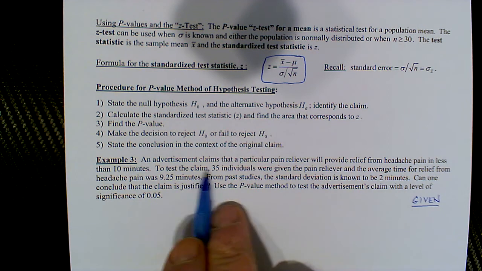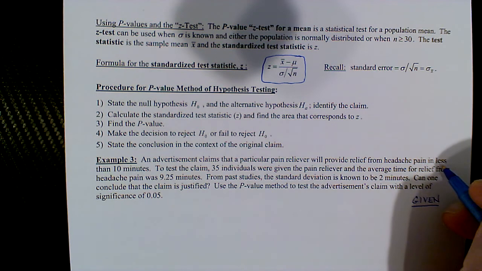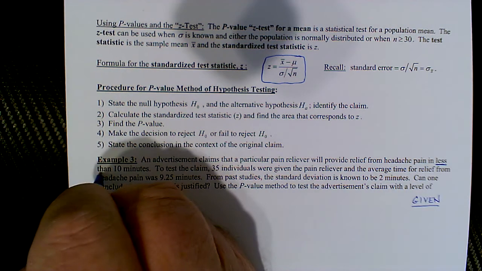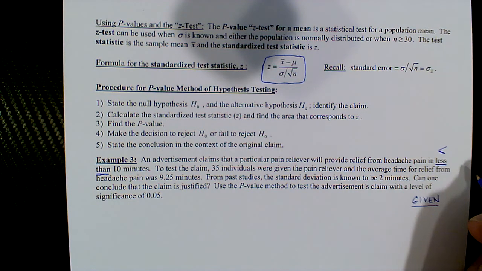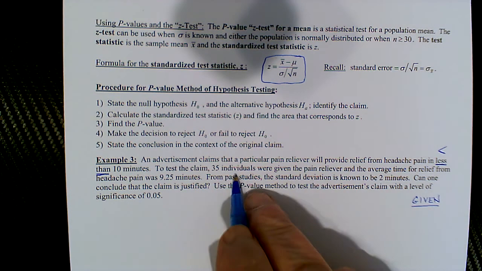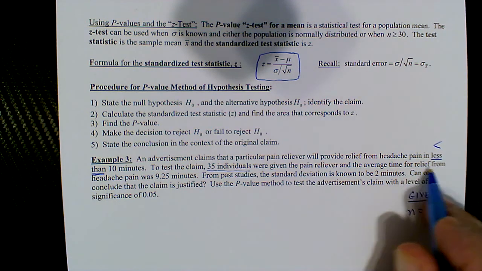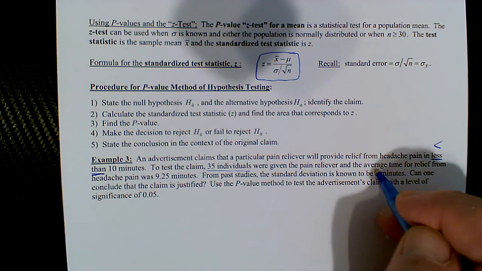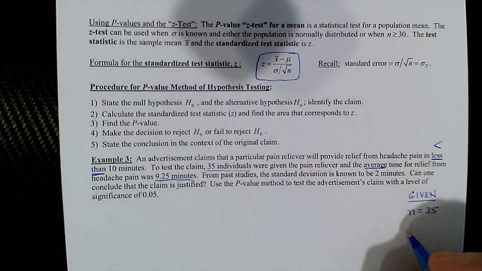And to peruse the problem, talking about a pain reliever. And they say the relief from headache is in less than 10 minutes. That's going to be their claim. To test the claim, they have 35 individuals. So that's the value of n, the size of our sample. And the average time for relief, the mean, was 9.25, and it's the mean of that sample of 35 individuals, so therefore x bar is 9.25.